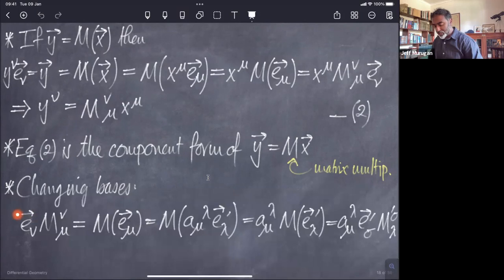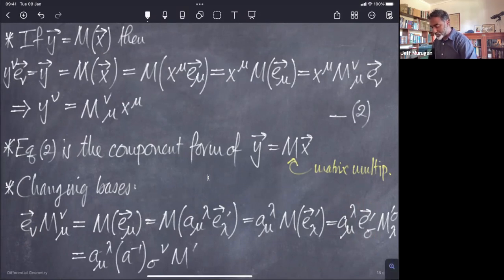But I need to compare the E basis to the E basis, not the E prime basis. But I know how the E prime basis relates to the E basis because this is just A_μ^λ A inverse^σ_ν M'^σ_λ. In other words, the matrix representation of the linear map transforms like a 1-1 tensor.